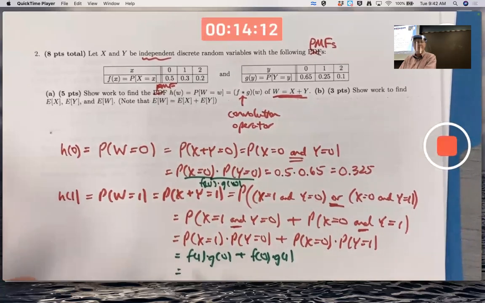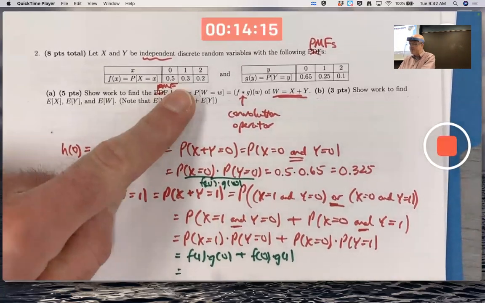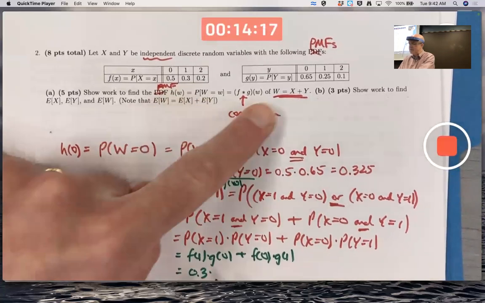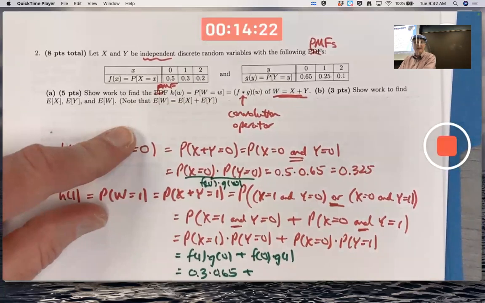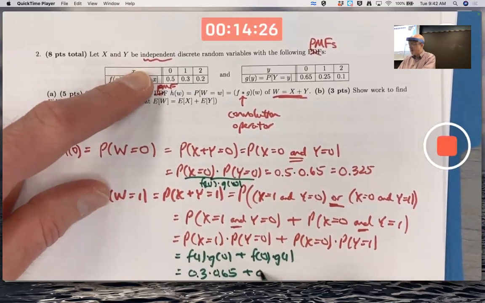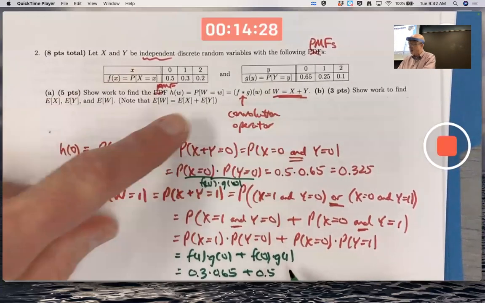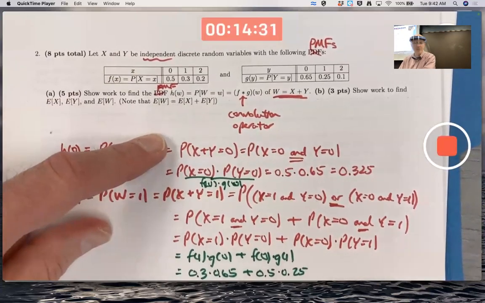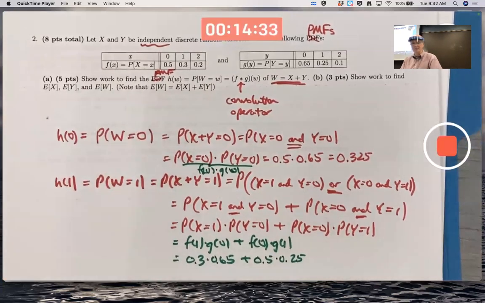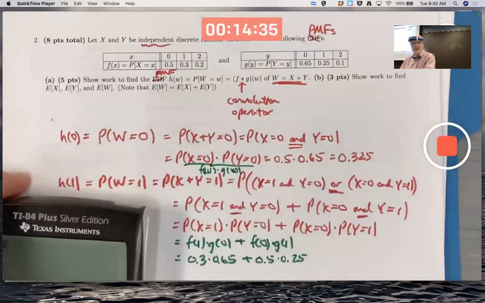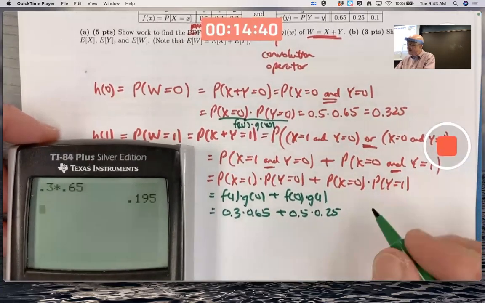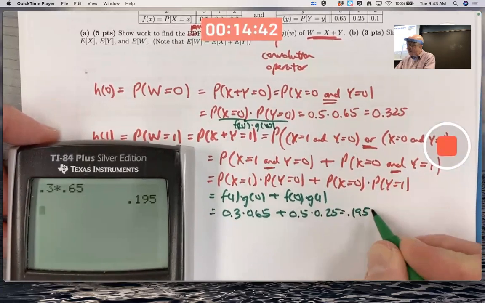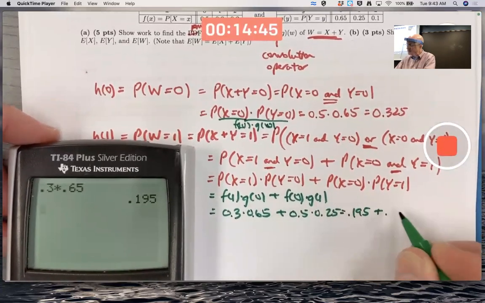Looking at the table, F of 1 is 0.3, G of 0 is 0.65. It's easy to make a mistake here, including me. It's easy to make a mistake, so be careful. F of 0 is 0.5, and G of 1 is 0.25. Don't want to make a mistake. Use my calculator here. 0.3 times 0.65, 0.195, and then 0.5 times 0.25, I can do that in my head, is 0.125.